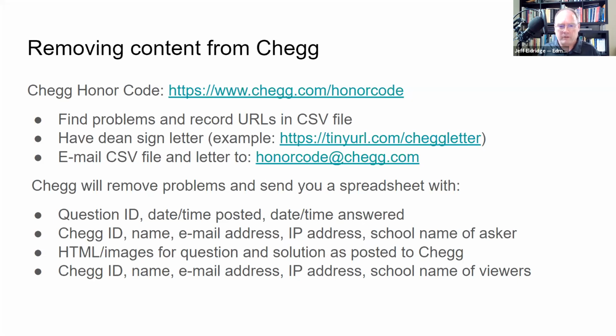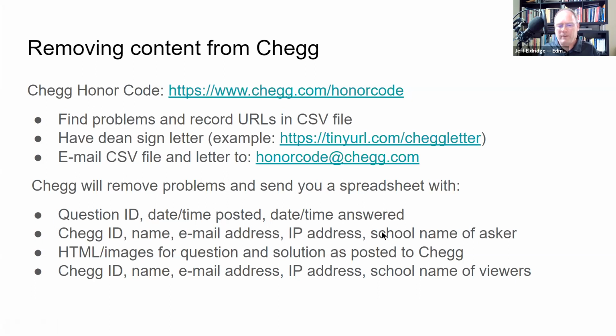And then in a couple days or a week or however long, it used to be faster, now it's been slower, they will send you back, well, first they'll remove those problems from Chegg, so they won't be on there anymore. Then they'll send you back a spreadsheet. It will have the question ID, the date and time it was posted, the date and time it was answered, the Chegg ID of the student who posted it, the name of the student who posted it, their email address, their IP address, their school name.